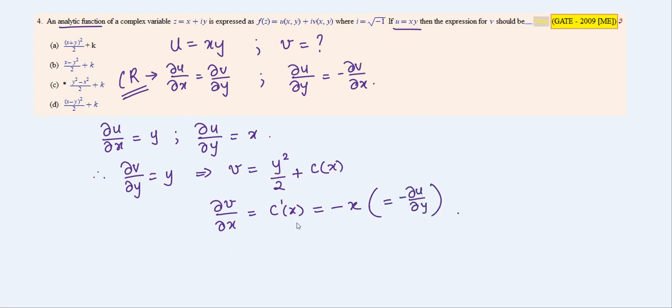From Cauchy-Riemann equation, which implies c of x will be minus x square upon 2 plus a constant. So v will be y square by 2 minus x square by 2 plus k. So (y square minus x square) upon 2 plus k. This is the answer.